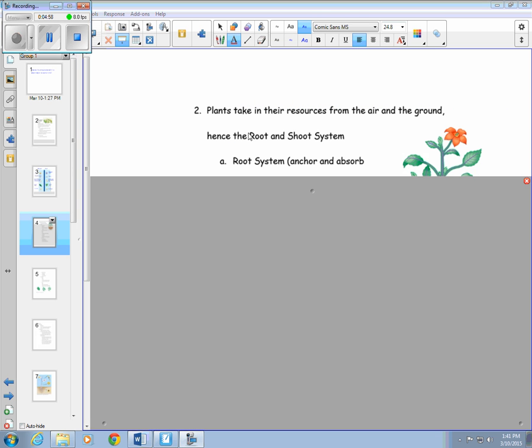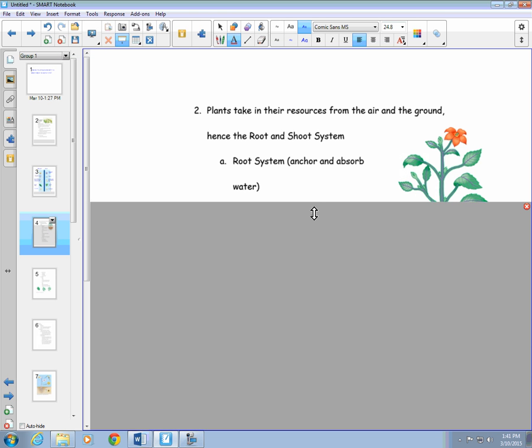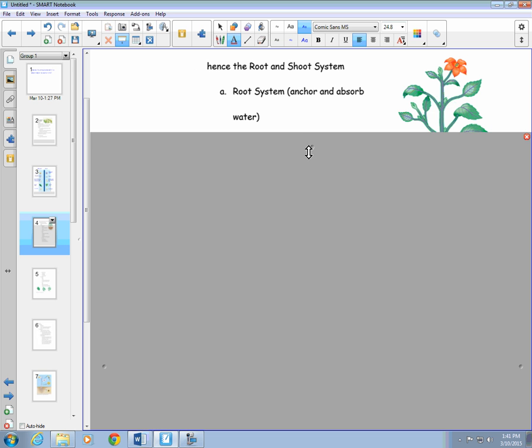So next we're going to move into the root and shoot system of a plant. We're going to talk about what the roots are and what they do and what makes them up and how they move material from the roots up. So let's start with the roots. The roots help to anchor and absorb water. They do that in the soil, from the soil.